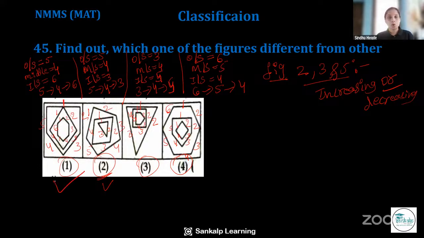Hence option image first is our answer because it does not follow an increasing or decreasing pattern. Here once it decreases and suddenly it increases. So it does not follow the pattern. Hence answer 1. Thank you.